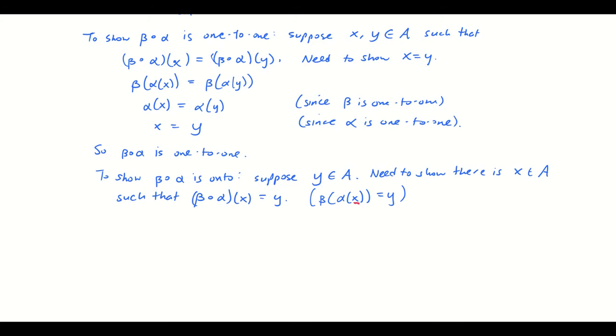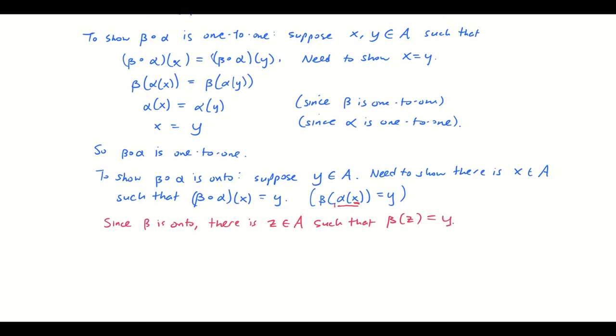Well, the first thing I'm going to do is show that it's possible for this to be true. I'm going to find some element of A such that beta of that element equals y. So I know, since beta is onto, there is some z in A such that beta of z is equal to y. Okay, so that's something that I could certainly do.